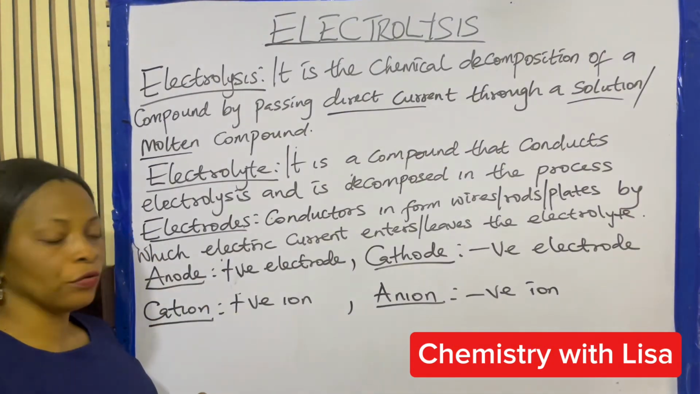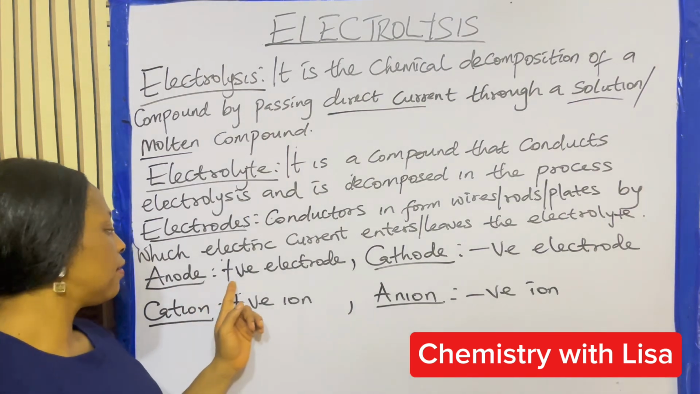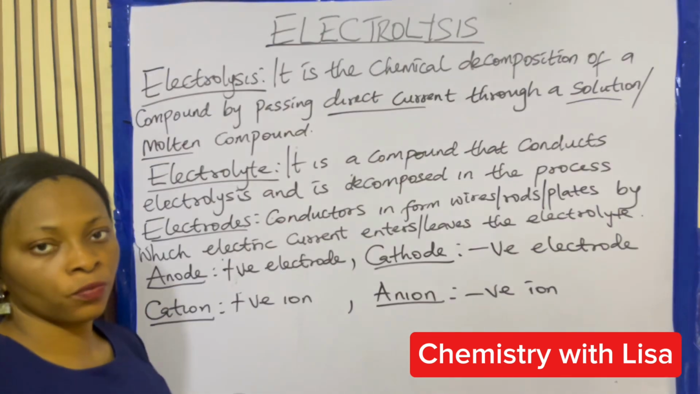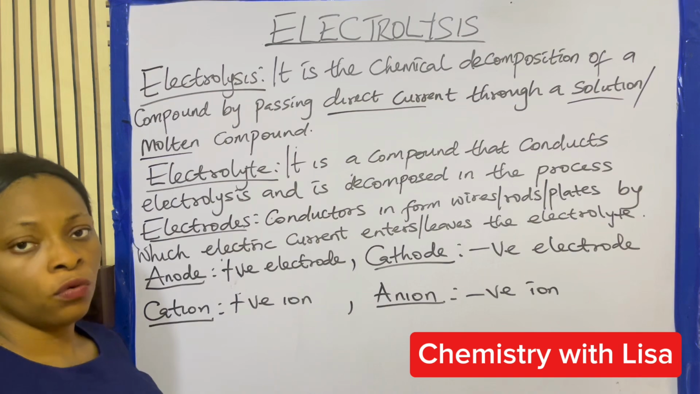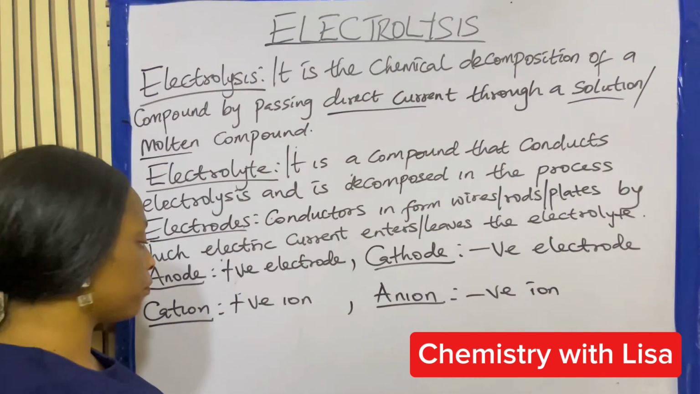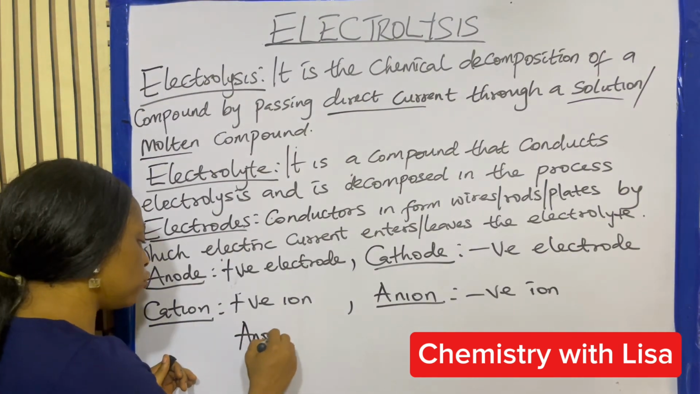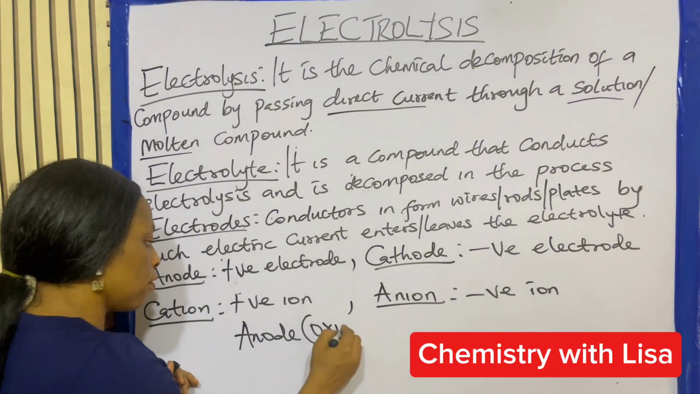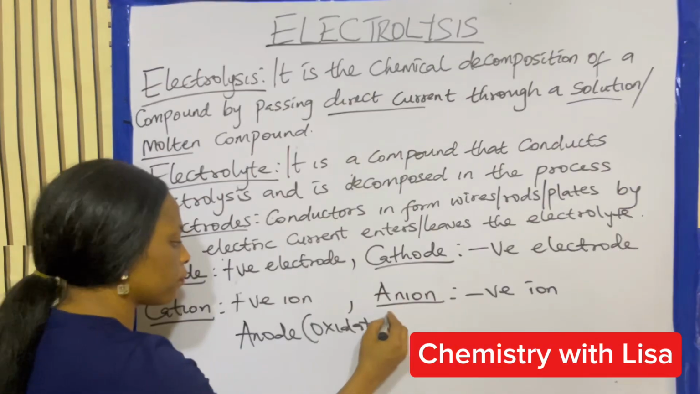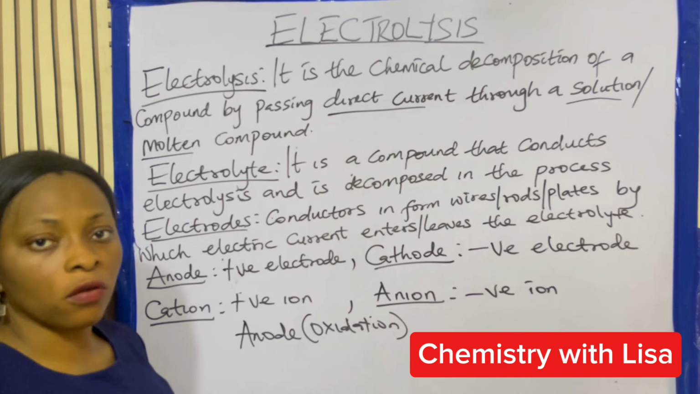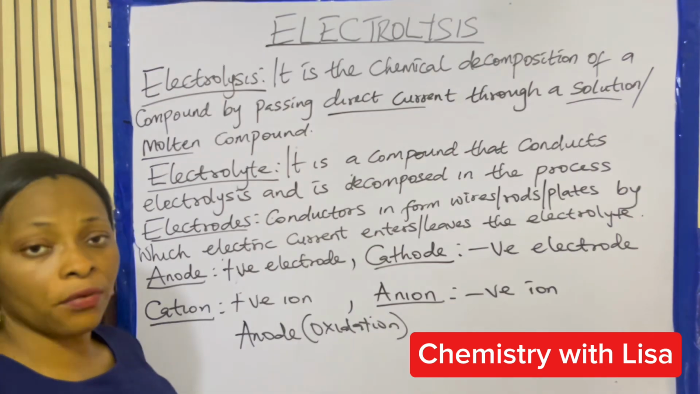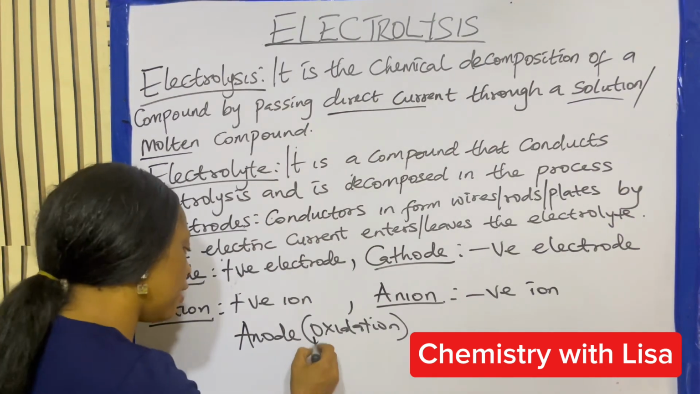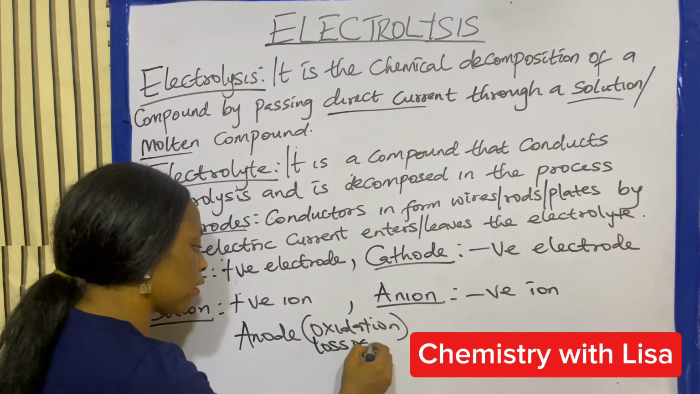We look at an anode. Now, anode is a positive electrode. In anode, oxidation takes place. So, there is loss of electrons. Loss of electrons in anode.